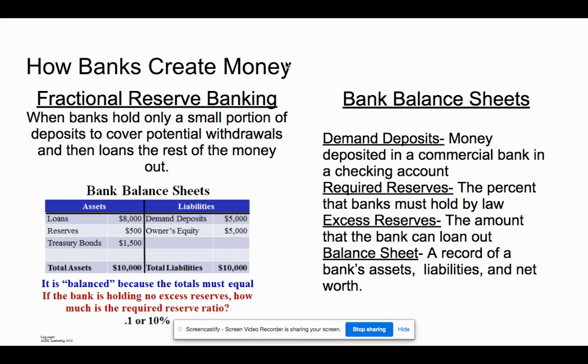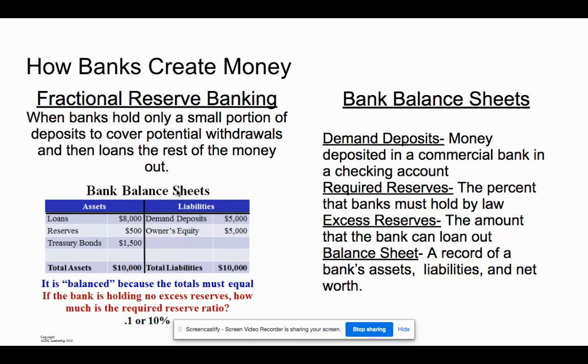This is made possible because of fractional reserve banking. This is the way our banking system works. The bank only has to hold on to a small portion, or a fraction, of the money that is in our checking accounts or demand deposit accounts. That fraction is set by the Federal Reserve, our central bank, which I taught you about yesterday.